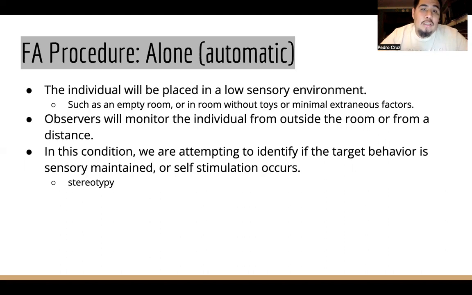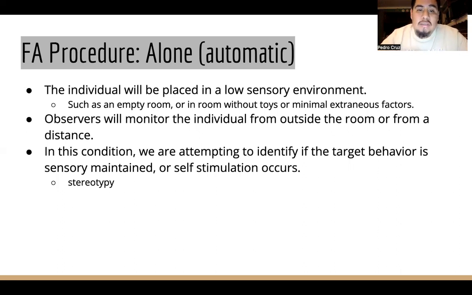Now, in the alone condition, or automatic, the individual will be placed in a low sensory environment, such as an empty room or a room without toys or minimal extraneous factors. These extraneous factors can be a very mellow room with almost no furniture, or just a room that is very calming. The observer will monitor the individual from outside the room or from a distance.